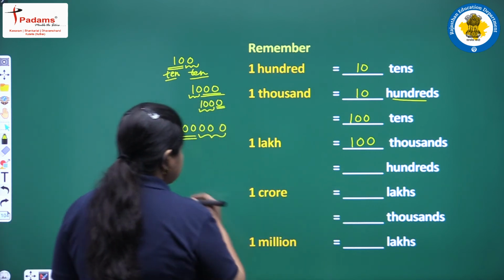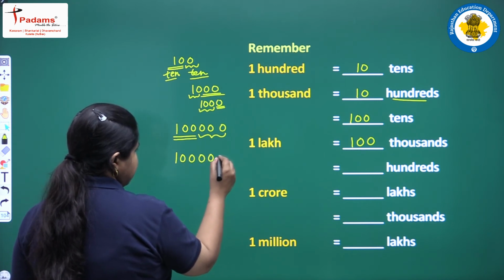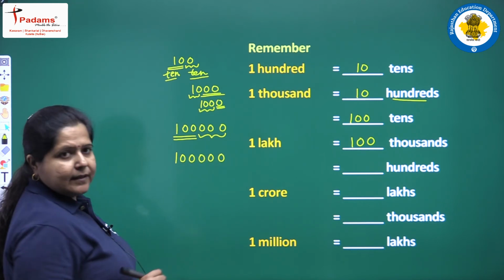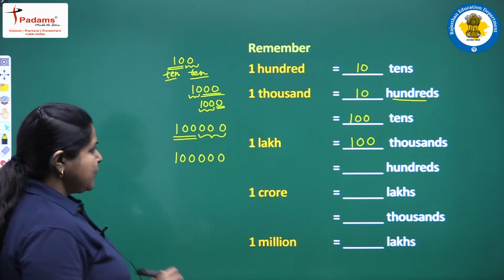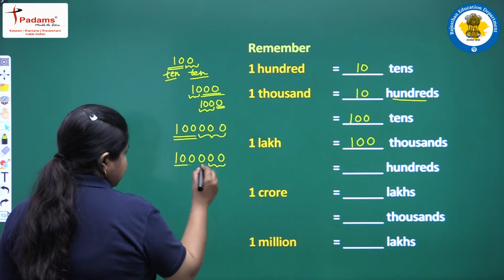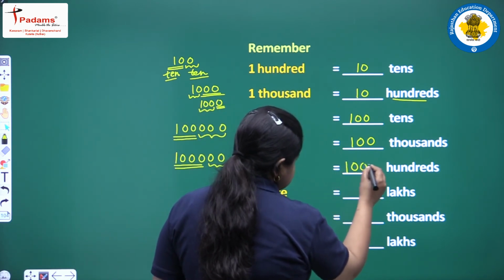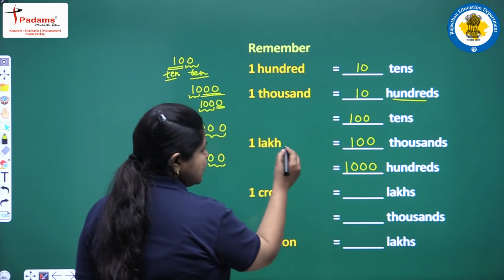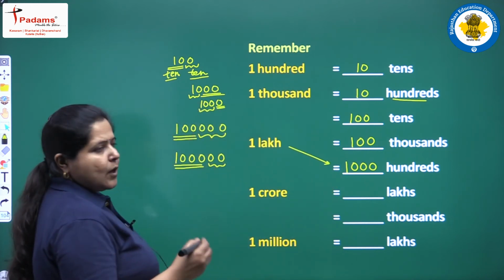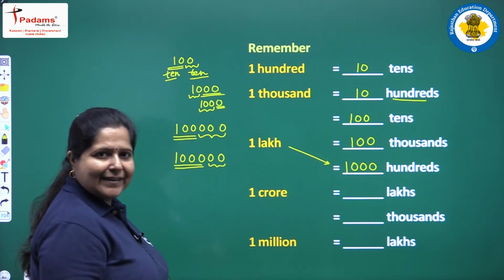Next we have 1 lakh once again is equal to how many hundreds? We write it as 1 lakh with 5 zeros, then hundreds. A 100 has 2 zeros. We are left up with 1000. So 1 lakh is equal to 1000 hundreds. This is the relation between the two place values.